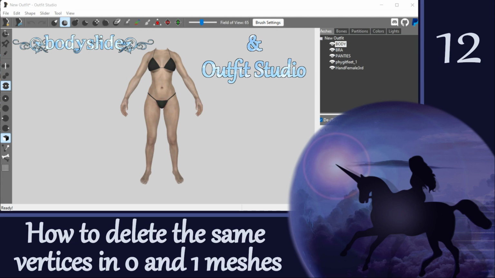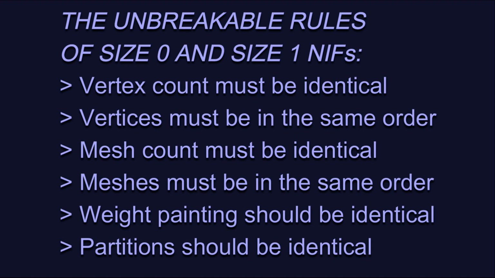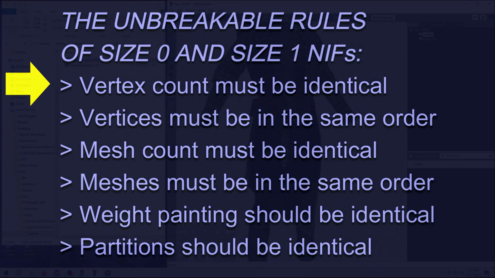Our last video about NIFs ended with a list of unbreakable rules for creating size 0 and size 1 NIFs that support weight sliding in the game. One of these rules is that the meshes for each size must have exactly the same number of vertices. And this can be tricky to achieve when you want to delete vertices from a mesh.